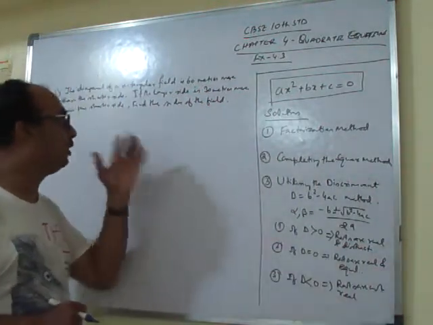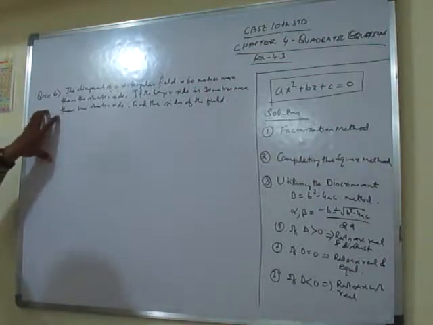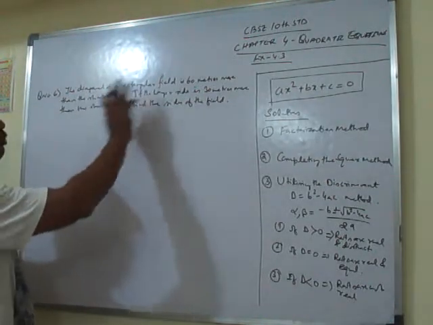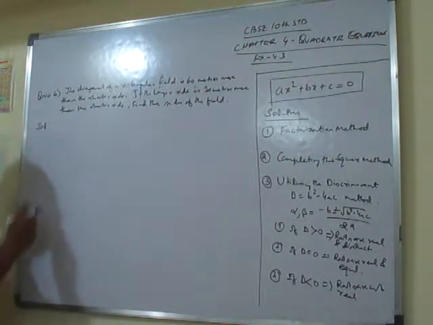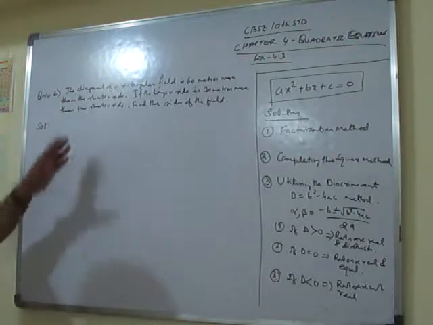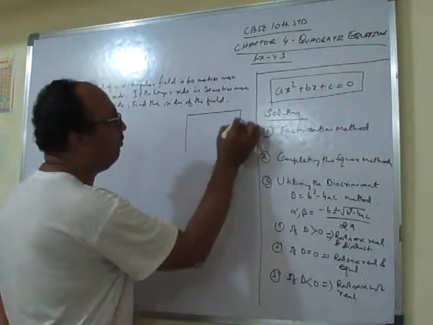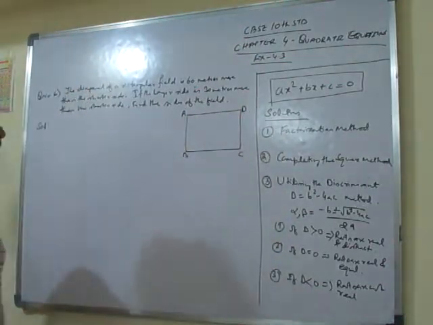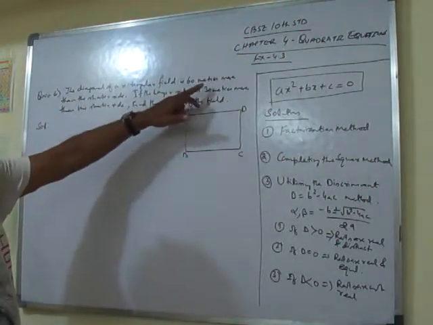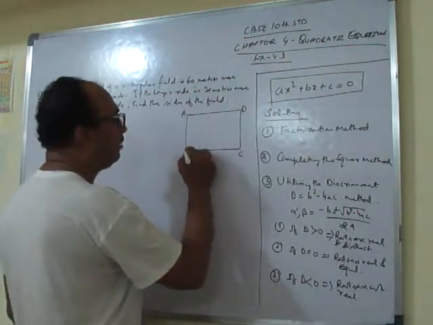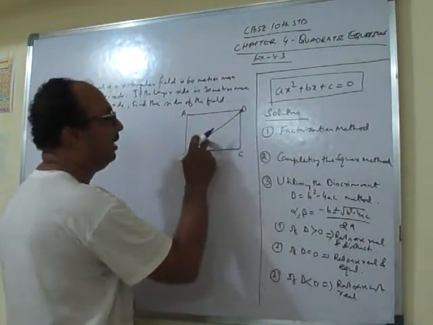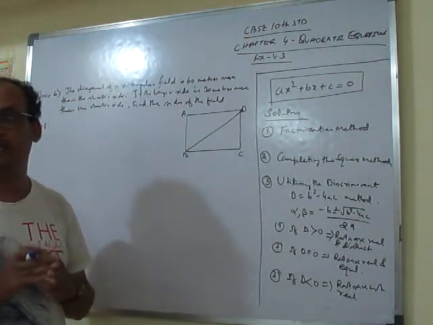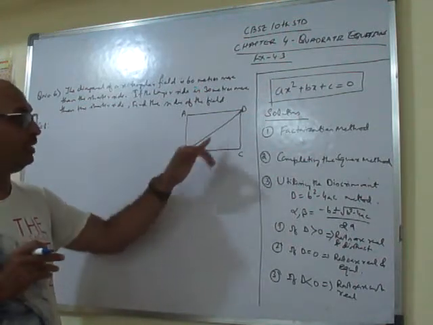Coming back to the question I have written here, question number 6, let us find out the solution. What actually is the question? This question is saying that the diagonal of a rectangular field is 60 meters more than the shorter side. Let us start making a figure also simultaneously. Suppose ABCD is a rectangular field. We know that in a rectangle, diagonals are equal. So whether we are making AC or BD, it doesn't matter, both diagonals are the same.